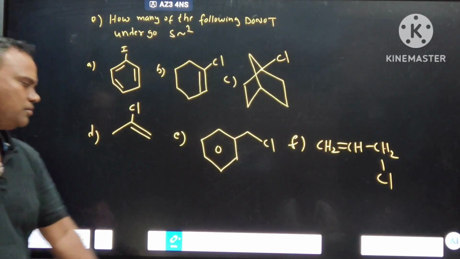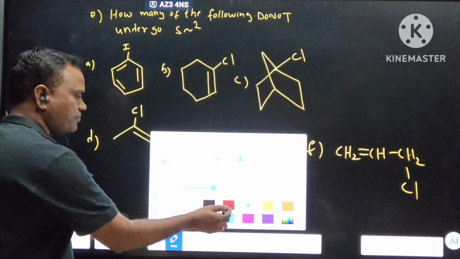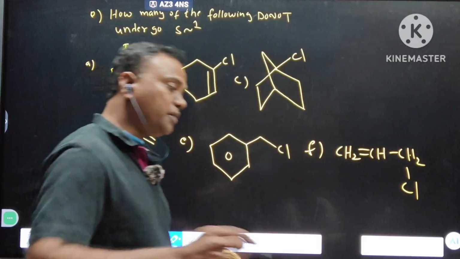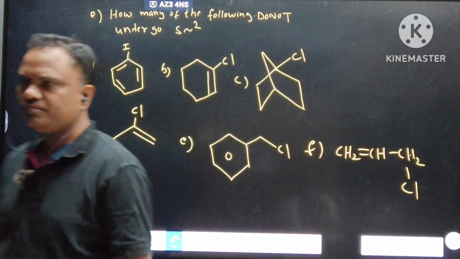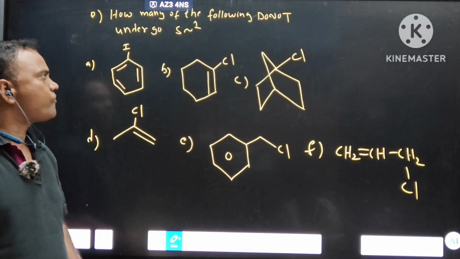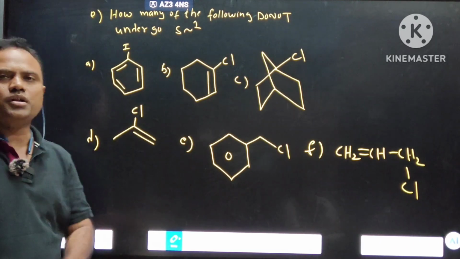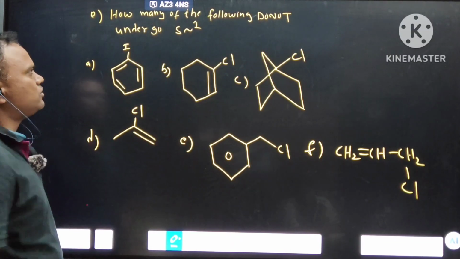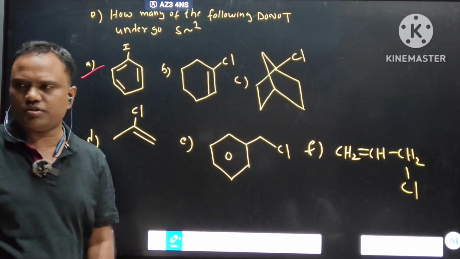Give the ticks for the molecules which do not undergo SN1 reaction. Where PDC is present. More than one correct answer is possible. In iodobenzene, is PDC present or not? Present. So it does not undergo SN1. So give the tick mark. Do not undergo. Why? The iodine lone pair participates in the resonance.